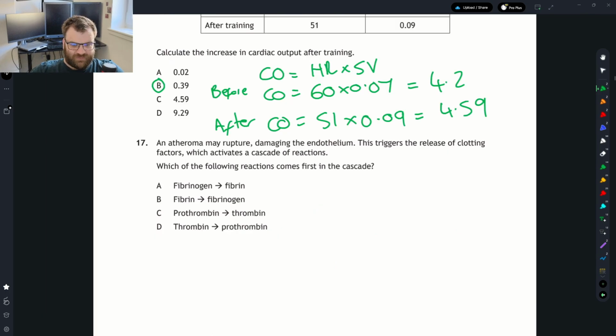And this one we're dealing with making a clot. First of all, clotting factors are released. That encourages the conversion of the inactive enzyme prothrombin into thrombin. After that, fibrinogen is converted into fibrin, which then causes the build-up of the clot and stops the blood flow.